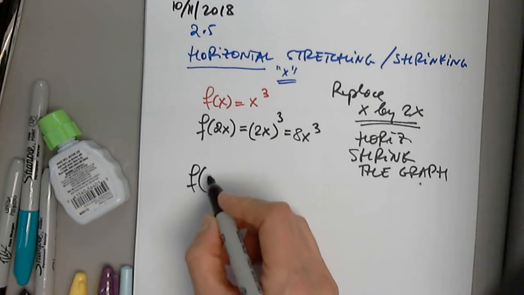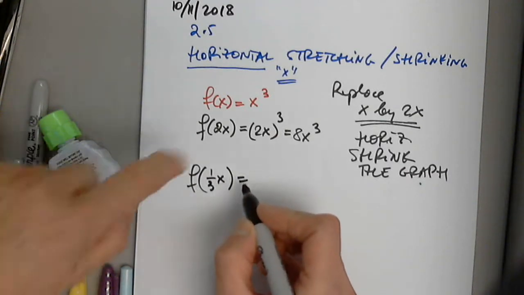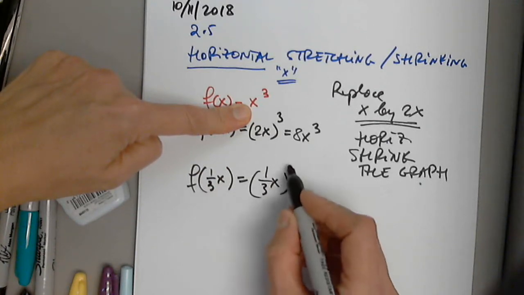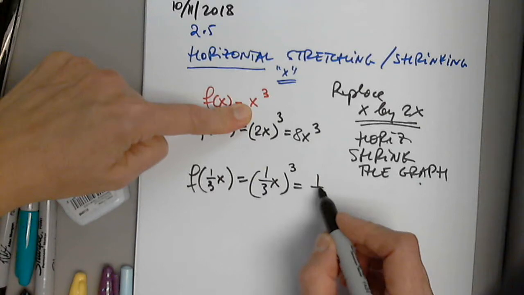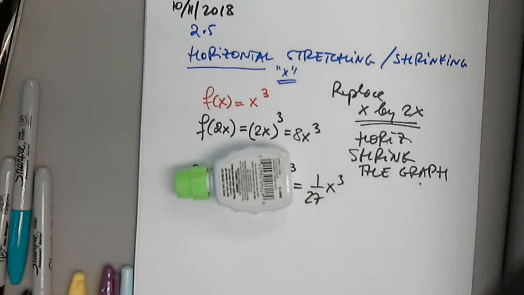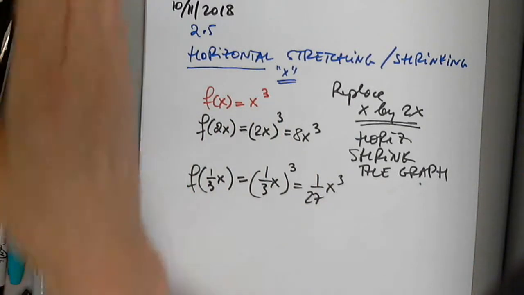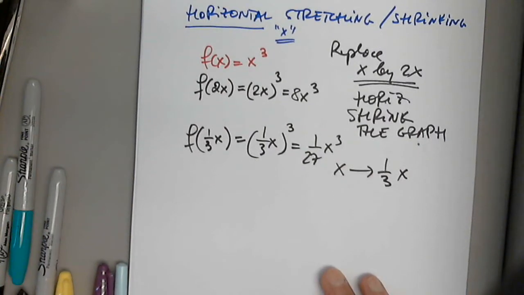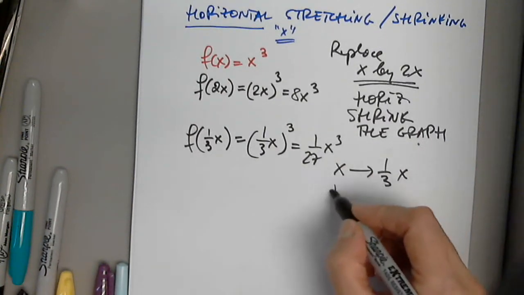But what will happen now if I want 1/3 x plugged in this function? You will say 1/3 x, everything cubed, and you will also say 1/27 x cubed. Now forget for a moment where this came from. This is x cubed. What does 1/27 in front of x cubed do? So when we change x into 1/3 x, we horizontally stretch the graph.